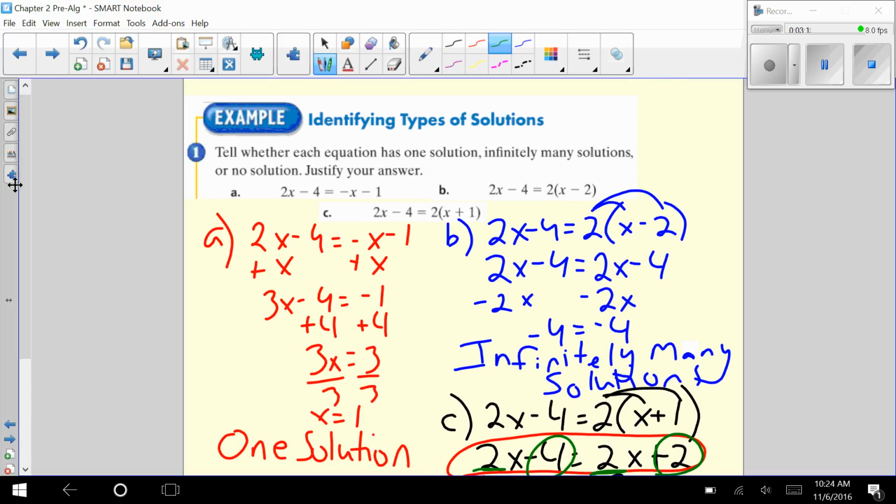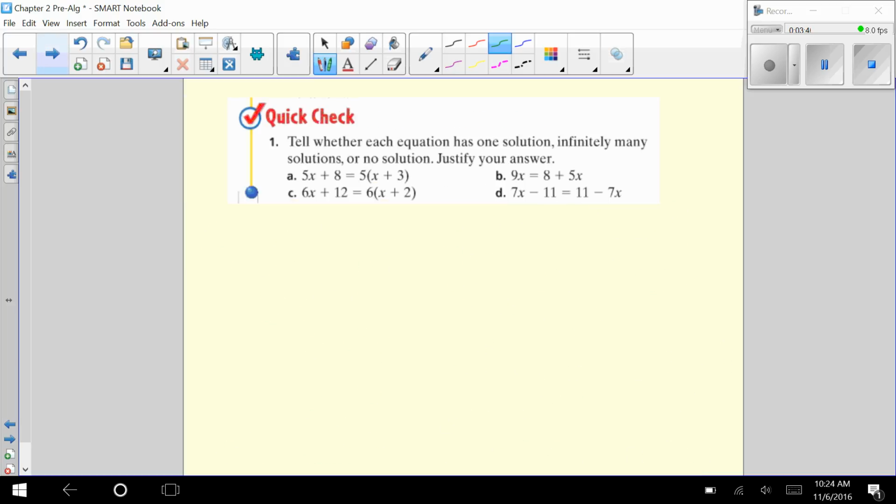For our infinitely many solutions, in our simplified version here, we notice that they have the same coefficient again, but they also have the same constant. As soon as you see that, you can use our shortcut and say infinitely many solutions. In our one solution one, you'll notice our coefficients are 2 and negative 1. Those are different coefficients. That tells me right off the bat that they're going to be one solution. So you can either go the long way or you can use the shortcuts. So try these 4. Decide whether they have one solution, infinitely many, or no solutions.